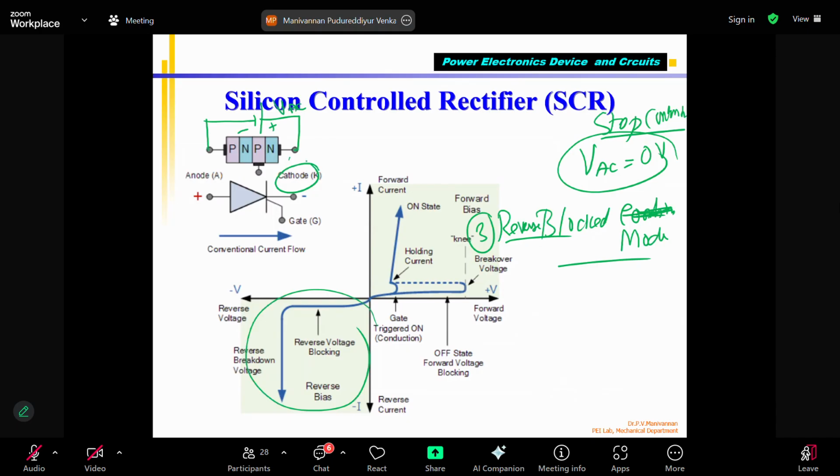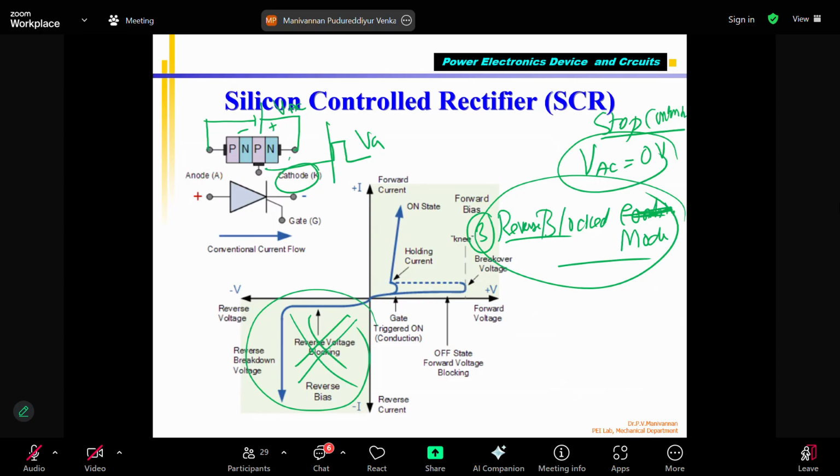During this condition, even if you give a VG pulse, conduction will not happen. Even if you give the pulse when the anode is negative and the cathode is positive, which is called the reverse bias condition or reverse blocked mode, even a 10 volt gate pulse of any amount, the SCR will not conduct. So this region is non-conducting. These are the 3 modes you have to understand.